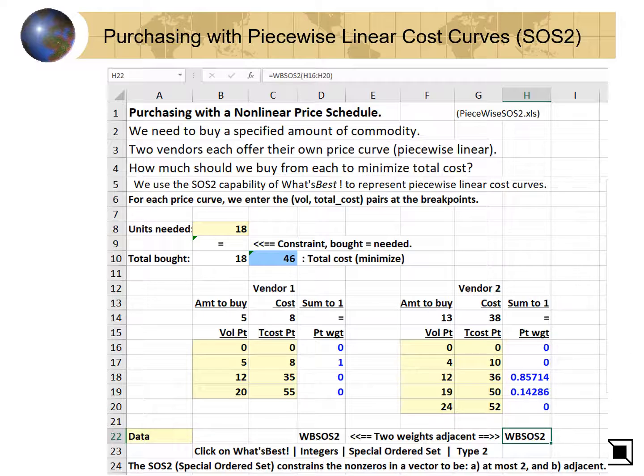If you look at the very top line, you can see there's this What's Best function WBSOS2, and it says, okay, in column H, the range H16 to H20, you can choose any weights you want in there, but only non-zeros have to be adjacent there. And so that's how you can represent a piecewise linear price schedule.